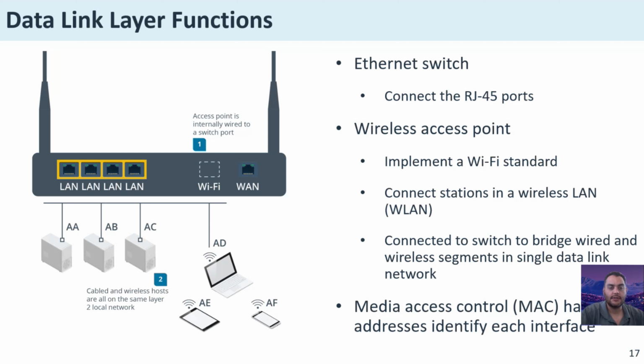Data link layer functions. At layer 2, the SOHO router implements the following functions to make use of the physical layer adapters. Highlight these. Ethernet switch: the RJ45 jacks are connected internally by an Ethernet switch. Wireless access point: the radio antennas implement some version of the Wi-Fi standard. The access point functions as a wireless hub, allowing stations, PCs, tablets, smartphones, and printers to form a wireless network. The access point is also wired to the Ethernet switch via an internal port. This forms a bridge between the cable and wireless segments, creating a single logical local network.